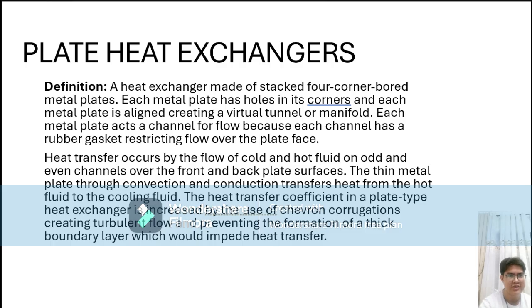The thin metal plate, through convection and conduction, transfers heat from the hot fluid to the cooling fluid. The heat transfer coefficient in a plate type heat exchanger is increased by the use of chevron corrugations, creating turbulent flow and preventing the formation of a thick boundary layer which would impede heat transfer.